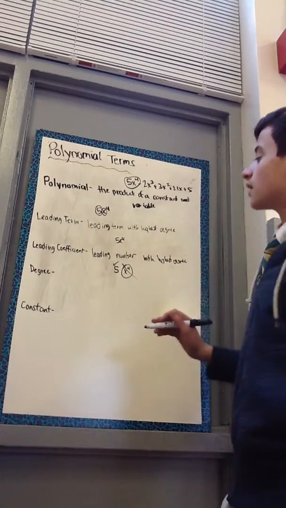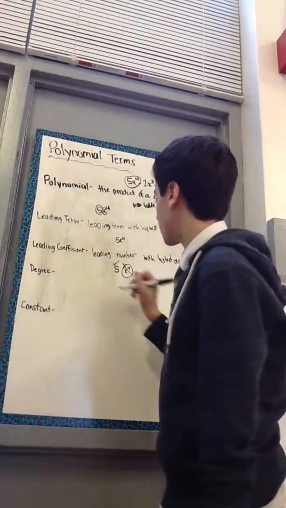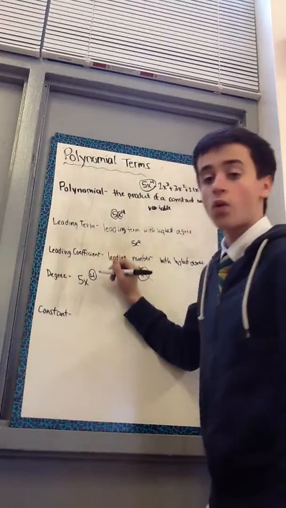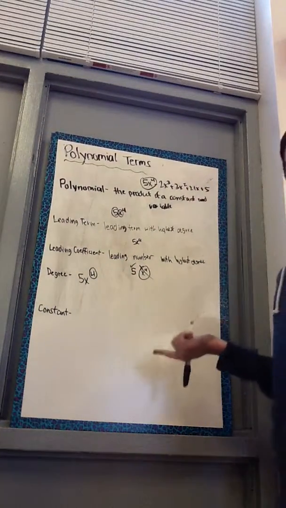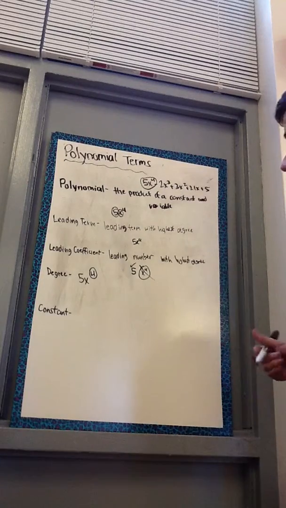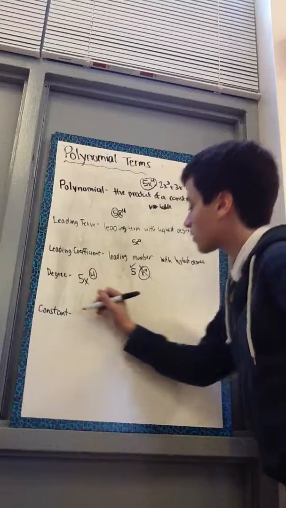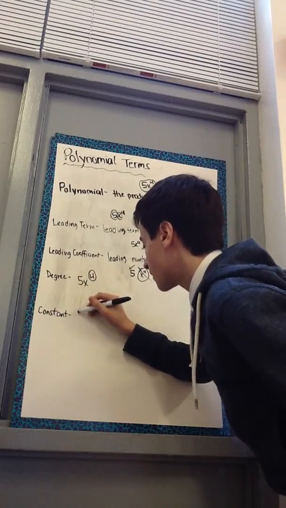The degree is just what the number is brought to. So in 5x to the fourth, the 4 is the degree. So if they ask you for the degree, you can write 4. Alright, a constant is a number that always stays the same. So it's the opposite of a variable.